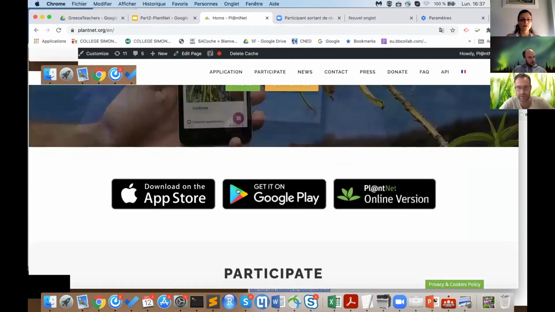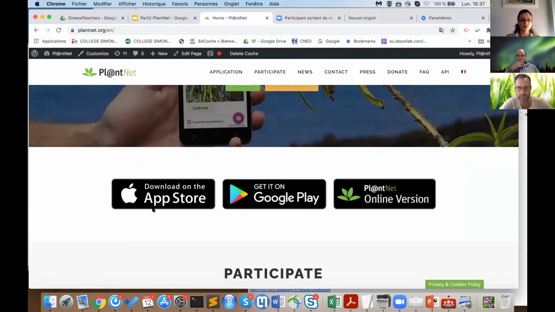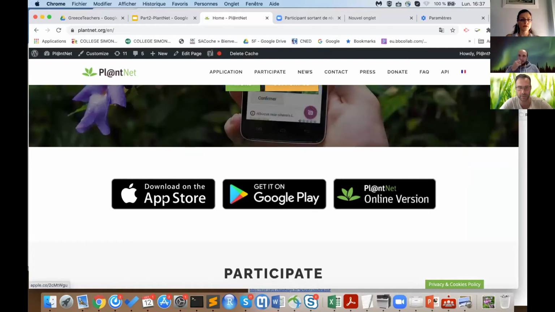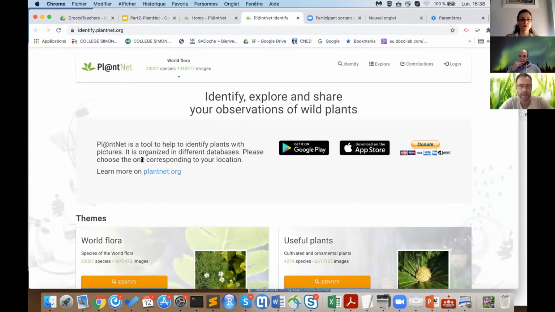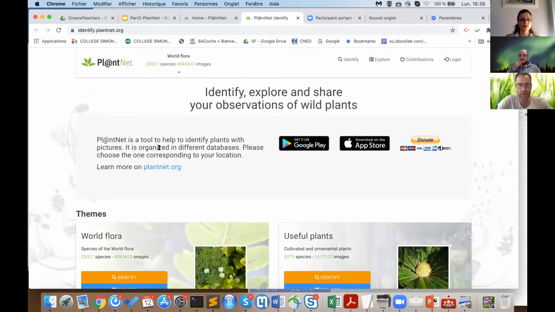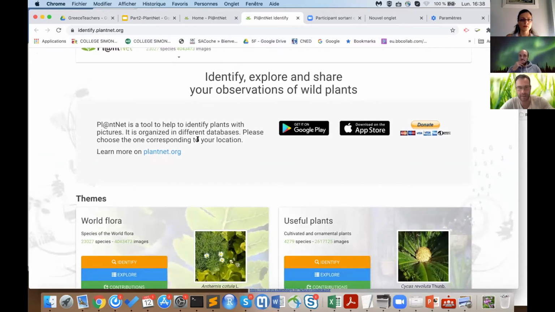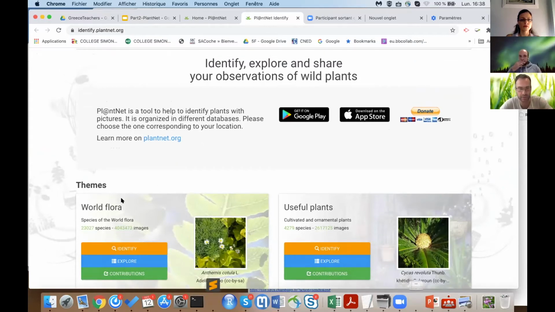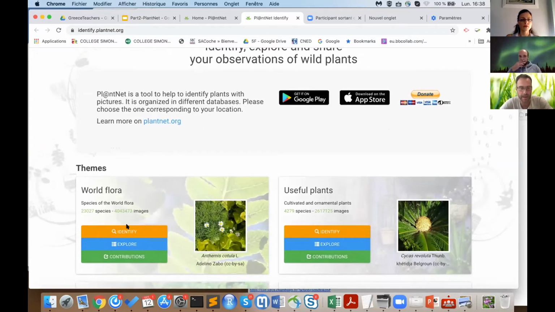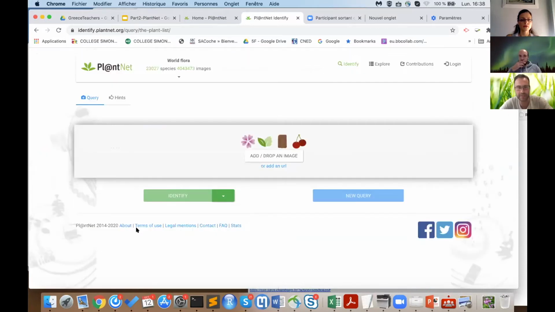Here you have the links to the three main tools. You can either download the application on your smartphone, for Apple or for Android, or you can access the web version of PlantNet that I can see here. On this web version of PlantNet, there are several flora. If you are not working on a specific flora, you can simply choose the word flora. And here you can start an identification.